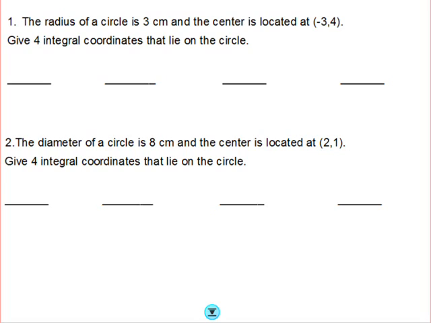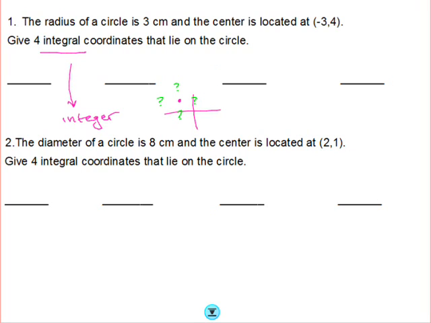The next thing we need to do is understand those 4 points that we draw when we draw the circle. If I tell you the radius of a circle is 3 and the center is at -3, 4, integral just means integer, okay? I'm just asking you, on the graph, if the center is at -3, 4, what are the other 4 points? Okay, what are that point, that point, that point, and that point?